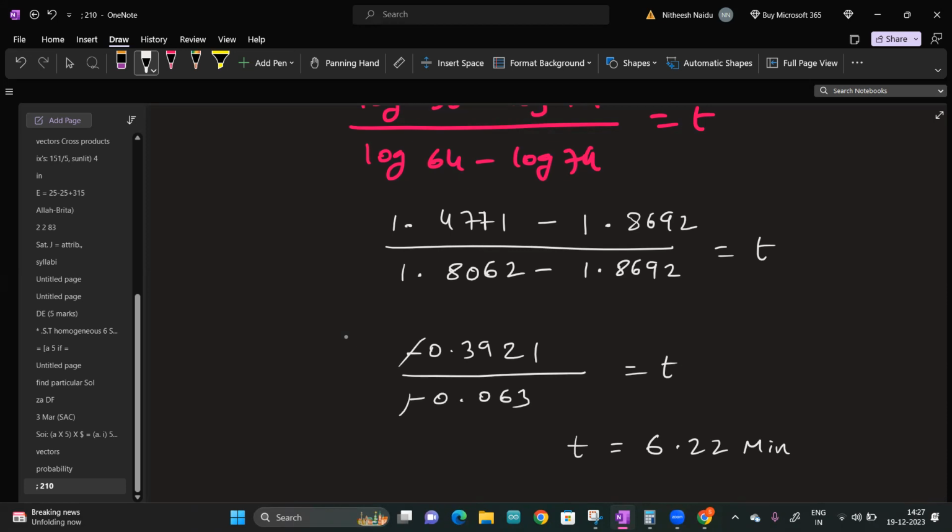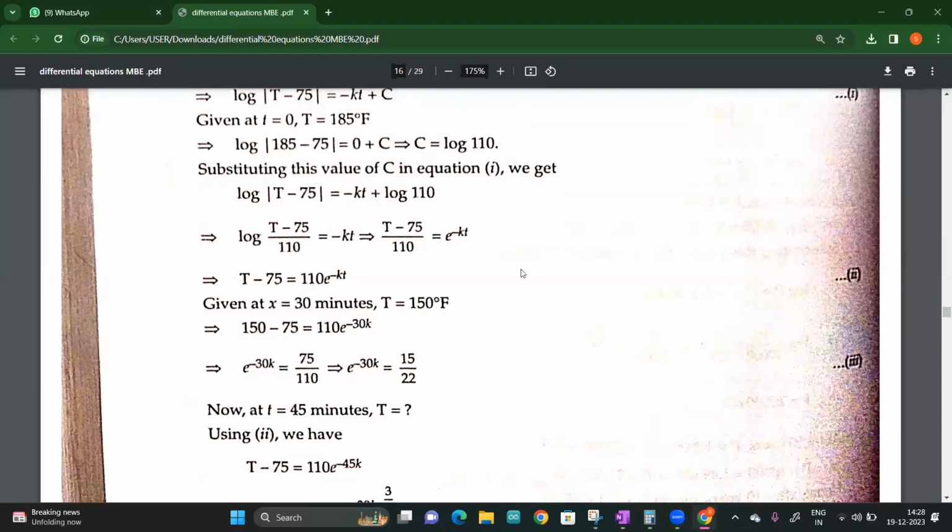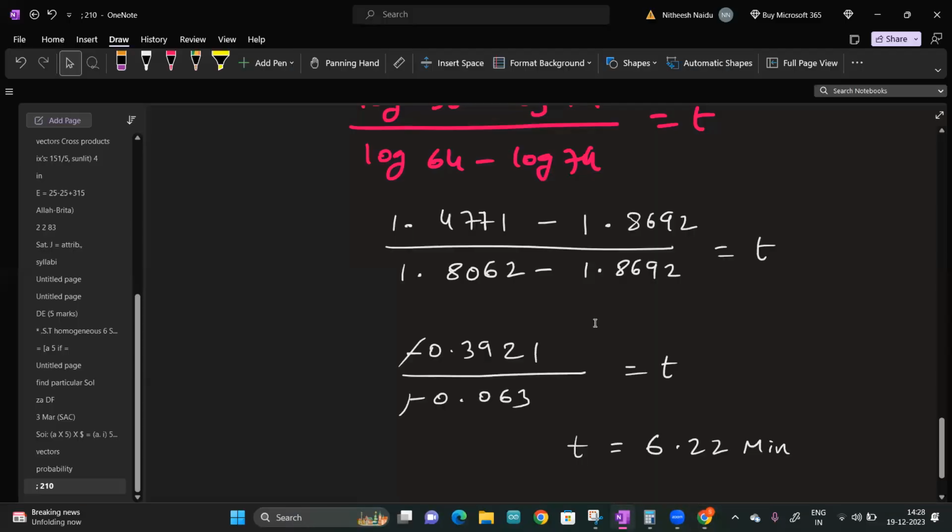If the temperature is not 51 degrees, then it will be 45 degrees or something. If you change it by 1 second, gradually it is decreasing. Very important to tell. So, 6.22 minutes. Shall we move to the next question? How do we do this decimal division? Okay, very good question.